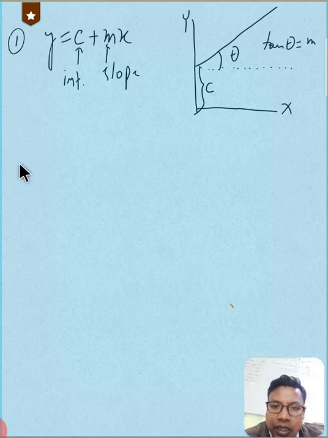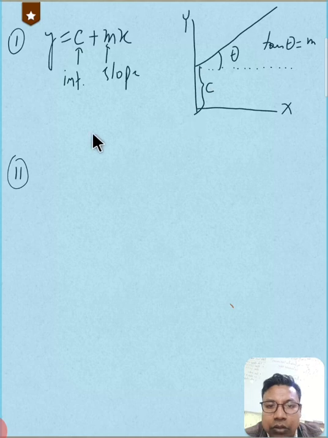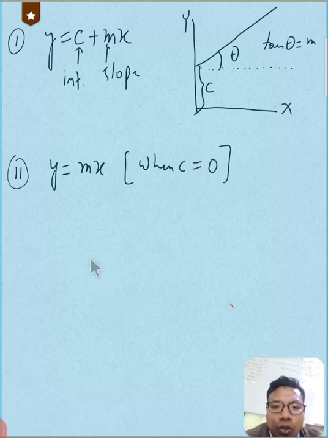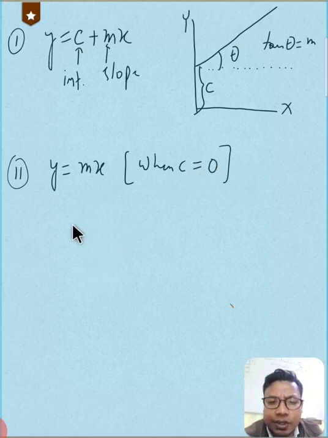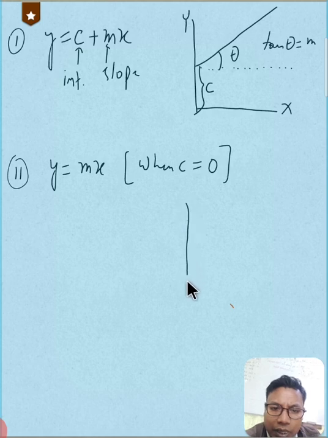So let me move to the second type of graph. In the second type, if this height c is equal to 0, then we will get y is equal to mx, right? This will be obtained when c is equal to 0. So in this case let me draw the graph. The graph will look like this.